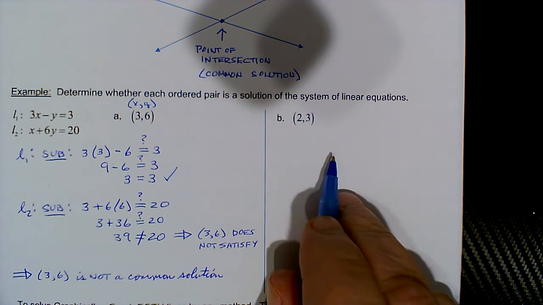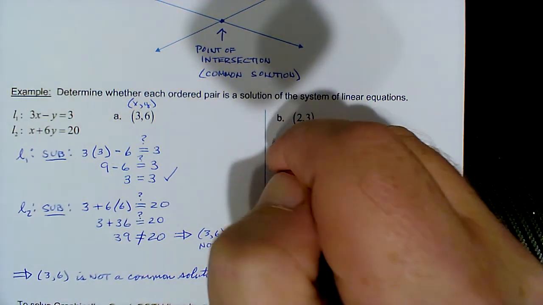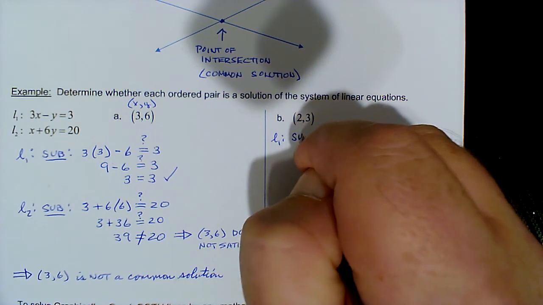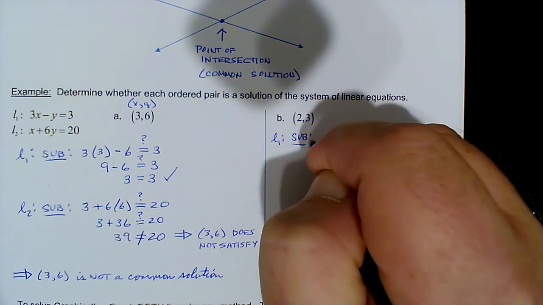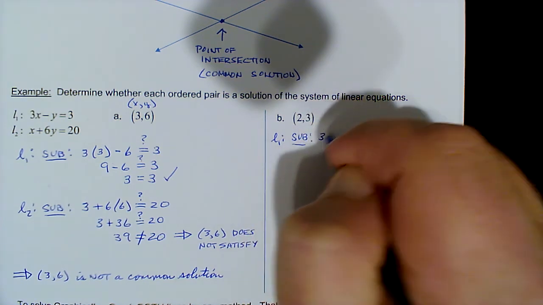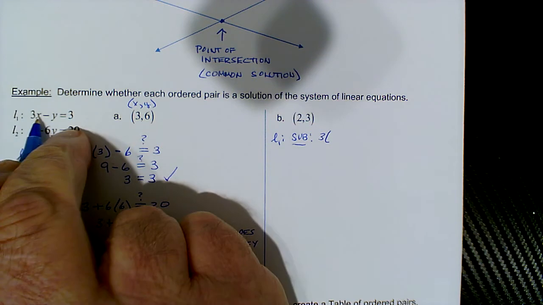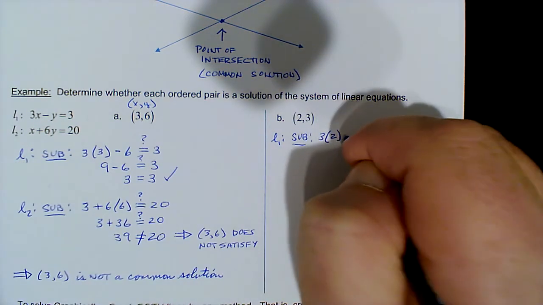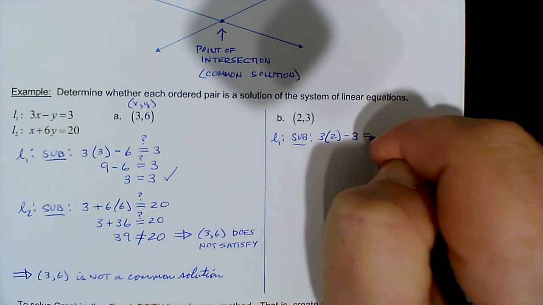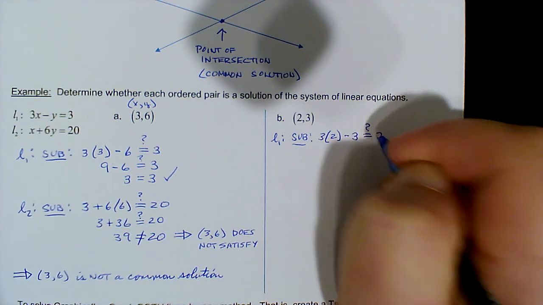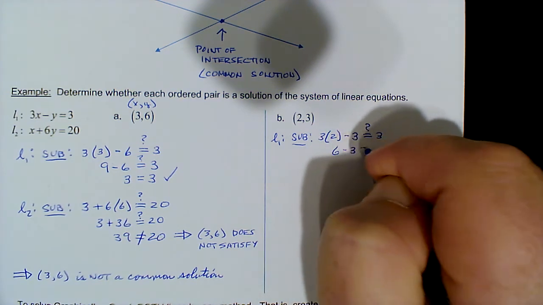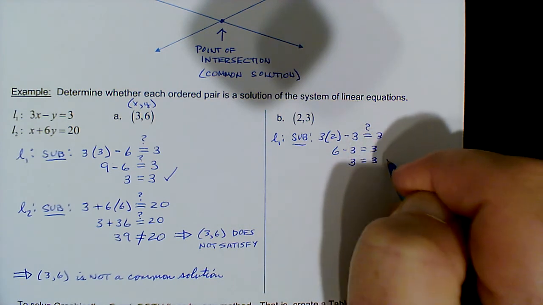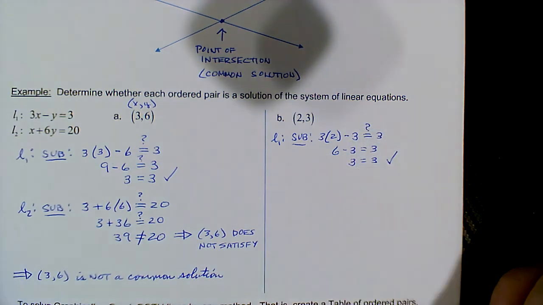So let's check out (2, 3). For L1, again we substitute, and we have the equation 3x minus y equals 3. So 3 times x is 2, minus y is 3. Is that equal to 3? And we get 6 minus 3 equals 3. So 3 equals 3, and it checks. That is, it does lie on that line.